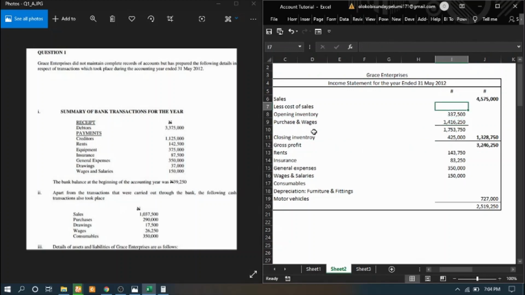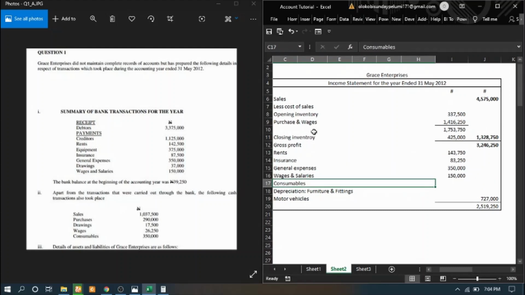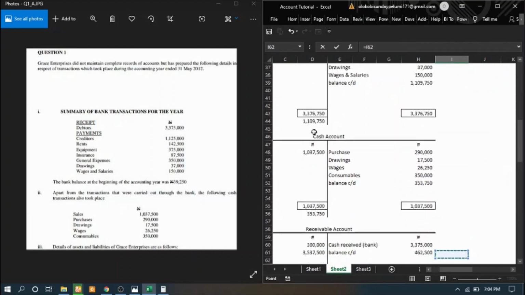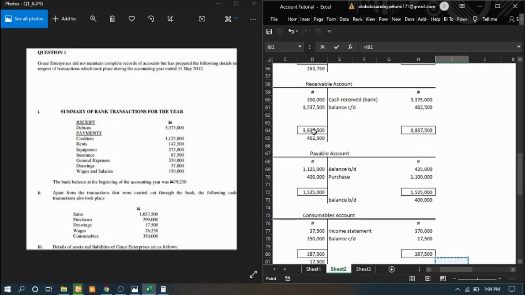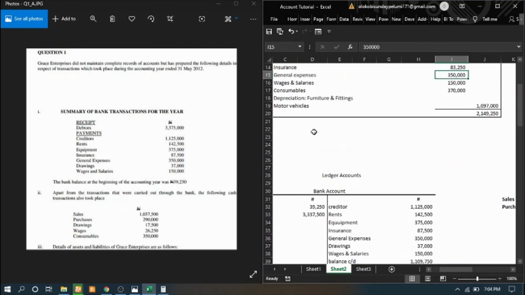Alright, so this opening inventory, this is purchase and wages. So this is our corrected gross profit now, with wages inclusive. That is a direct expense since it's standing alone. Next time I should do opening inventory, purchases, then add wages. Alright, so now we have consumables. Let's go and check the consumables account quickly. This is the amount that will come to the income statement for consumables.